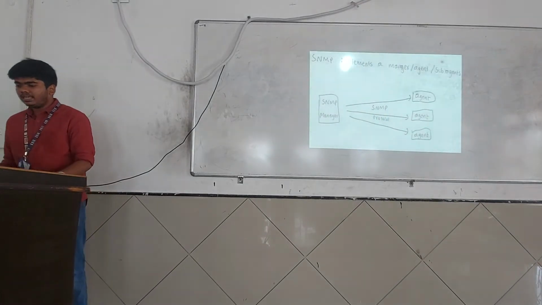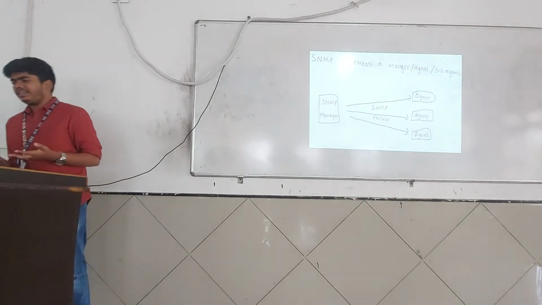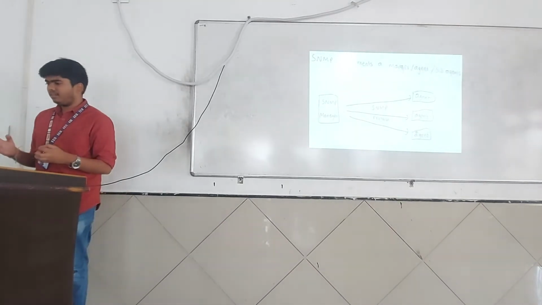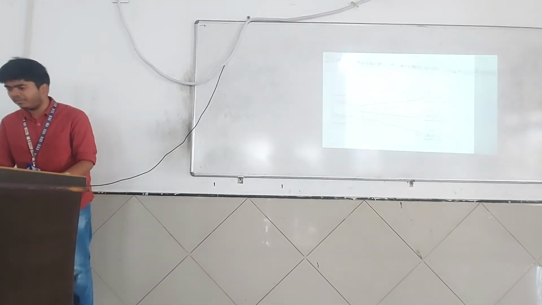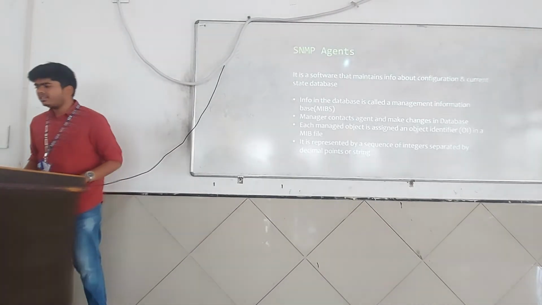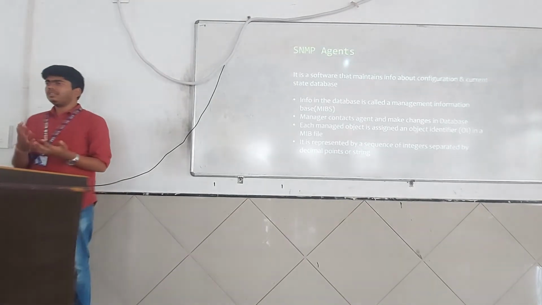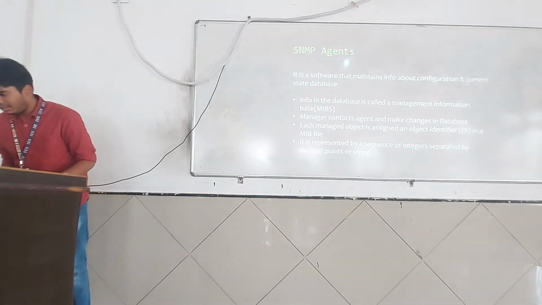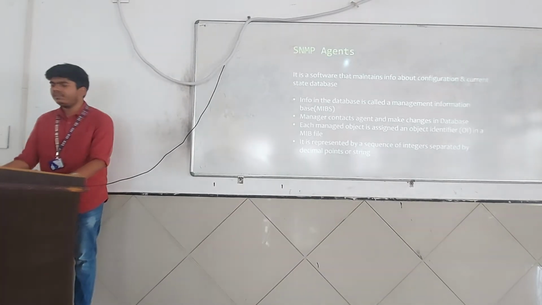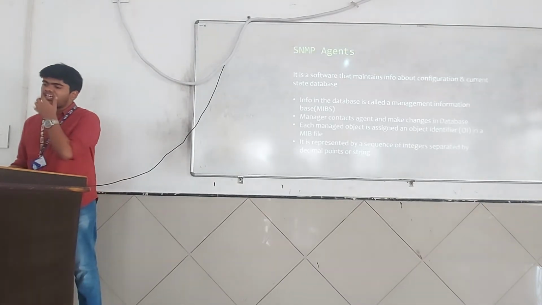And here we can see it sends the whole thing to the agent. So who is the agent? The agent maintains the record of the data which is being accessed in this particular network. Here we can see what is meant by SNMP agents. It is software which maintains the information about the configuration and the databases. The info of the database is collected as a management information base. So the manager contacts the agent and makes changes in the database.